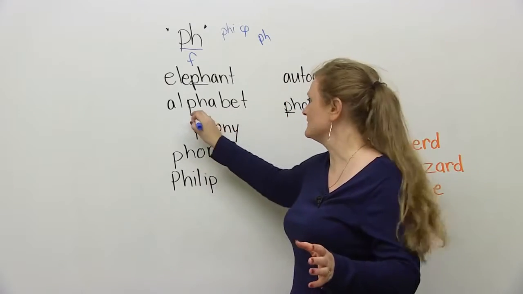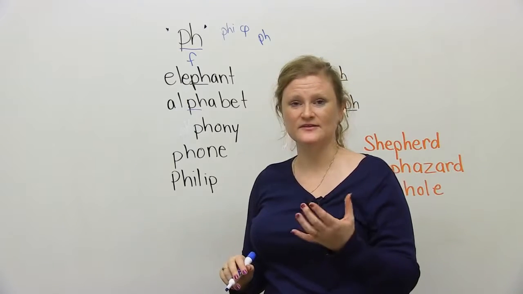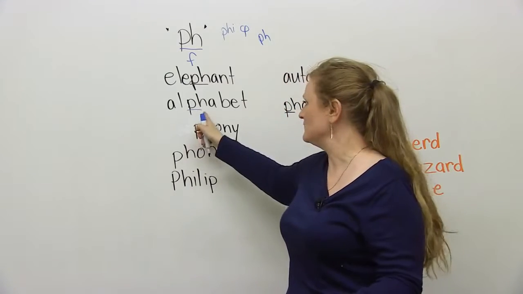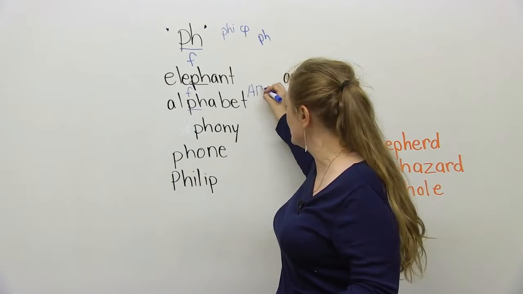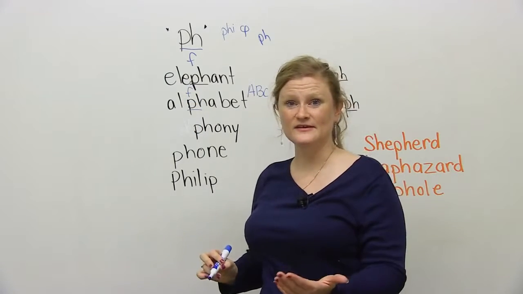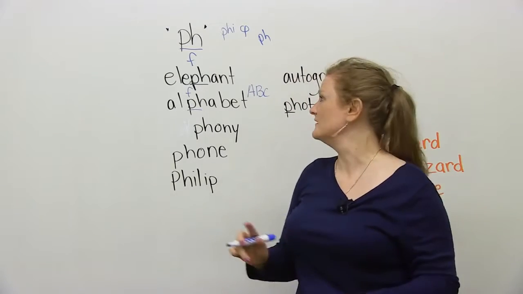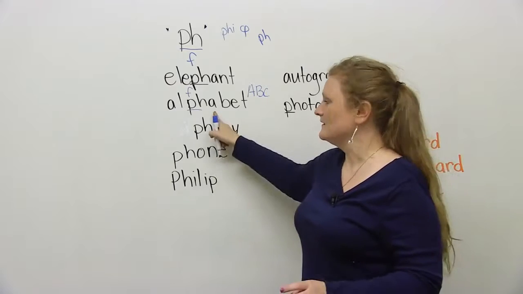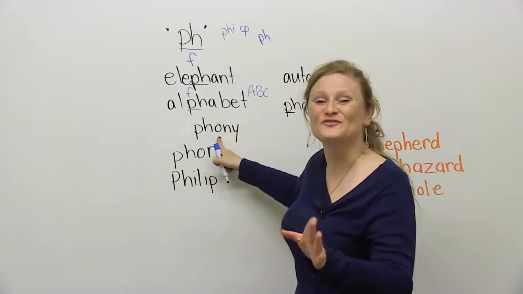The next word is a very important word when you're studying English. It's the alphabet. Alphabet. The alphabet are also known as the ABCs in English. A, B, C, D, E, F, G, P, H, F. Good. This is alphabet. The next one is phony.